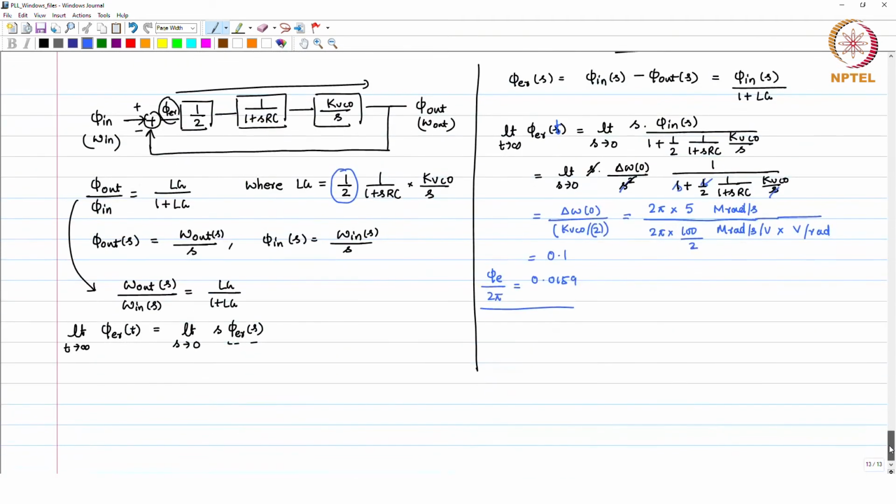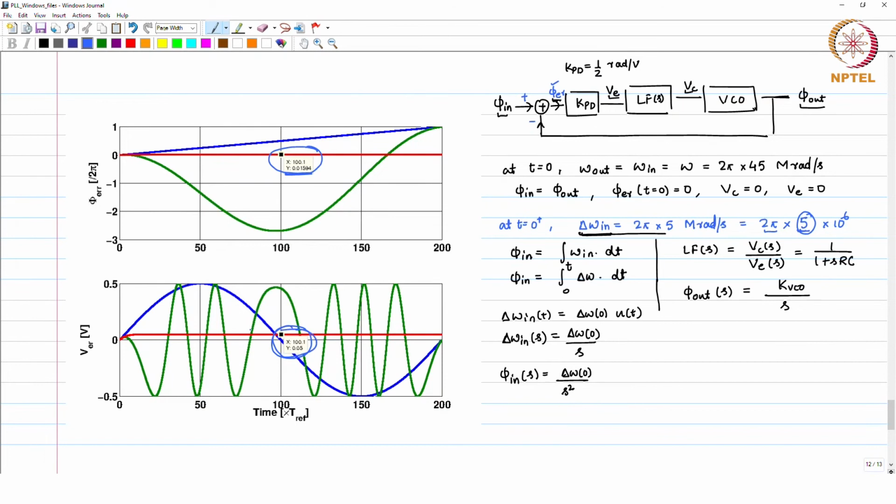And the error voltage, if you look at, this is 0.05. It will be easy for you to recall that your V error is equal to V control, and this is equal to delta omega divided by KVCO. And the delta omega which we started with our system was 2 pi into 5 here, and this is 2 pi into 100, mega radians per second at the top, mega radians per second per volt at the bottom. So, you get 0.05, and that is what you see here, 0.05.